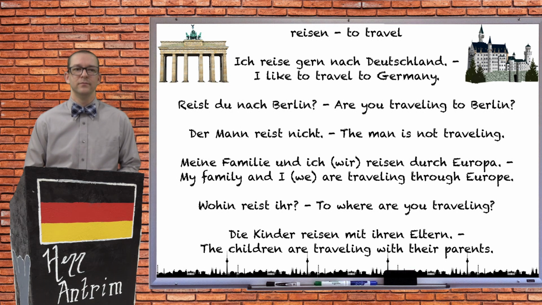Reisen, to travel. Ich reise gern nach Deutschland. I like to travel to Germany. Reist du nach Berlin? Are you traveling to Berlin? Der Mann reist nicht. The man is not traveling. Meine Familie und ich reisen durch Europa. My family and I are traveling through Europe. Wohin reist ihr? To where are you traveling? Die Kinder reisen mit ihren Eltern. The children are traveling with their parents.